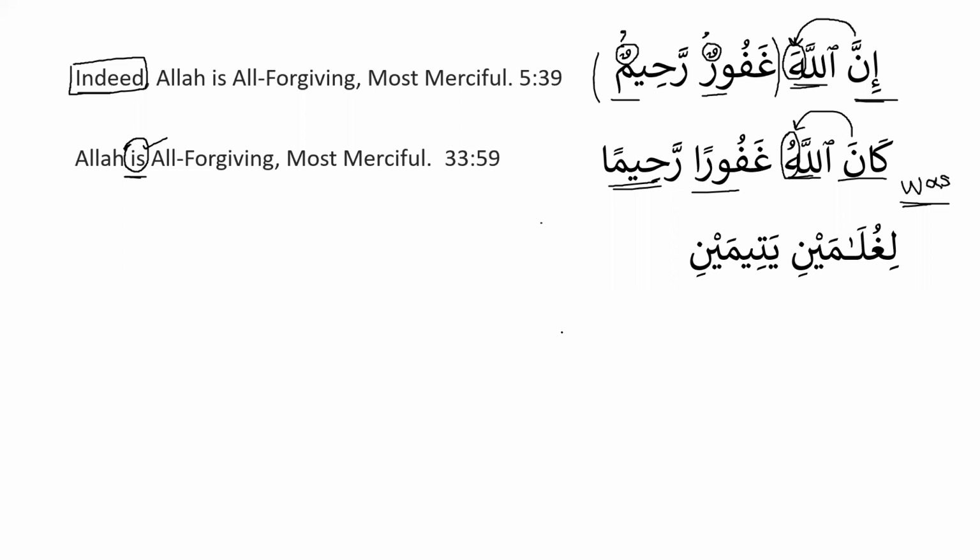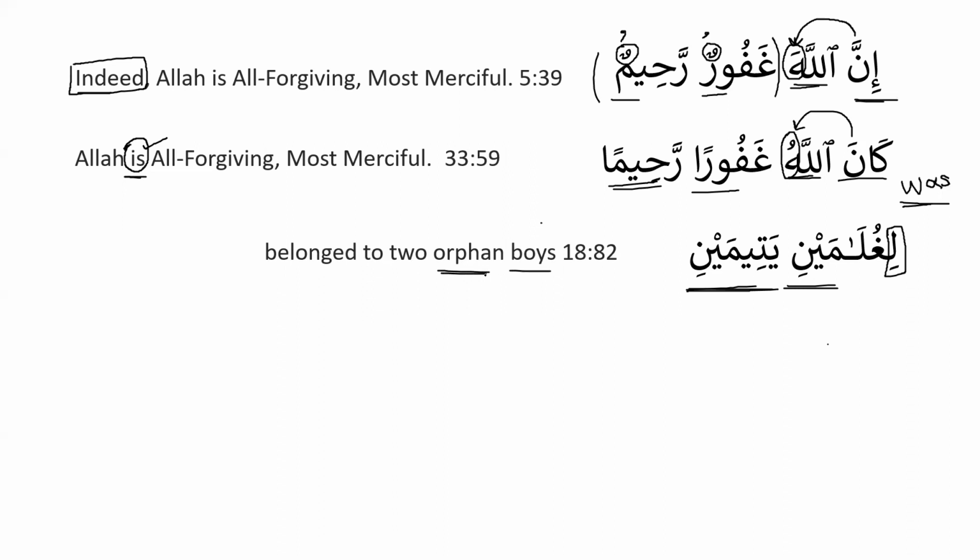Mansoob or majroor? Ahsant. Yes. We have majroor, why? Because there is an amil over here, and the amil is a harf jar. It was ghulamani yatimani, it was ani, but the amil came and said, no, I will change it into something else, and it changed it into yatimaini, ghulamaini, yatimaini. Belonged to two orphan boys: ghulamaini, boys, and yatimaini, orphan.